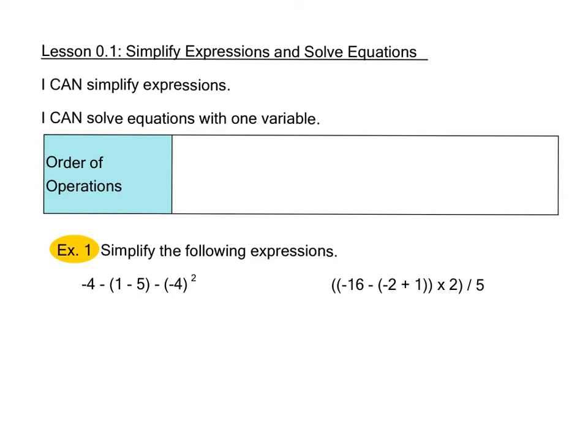Lesson 0.1, Simplify Expressions and Solve Equations. In this lesson, we'll take a look at simplifying expressions using order of operations and solving equations with one variable. Now, when we think order of operations, PEMDAS should come to mind. That's a little mnemonic device to help remember the order.